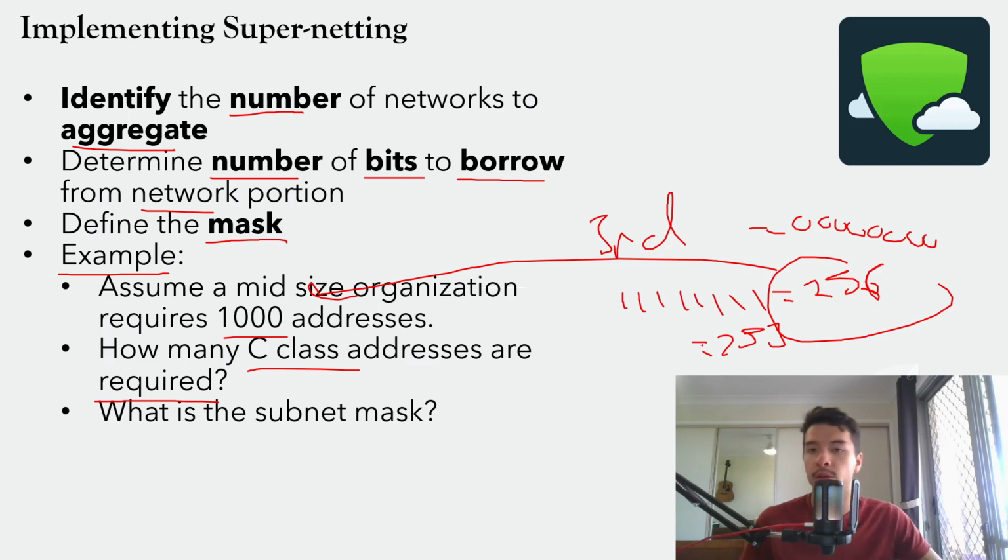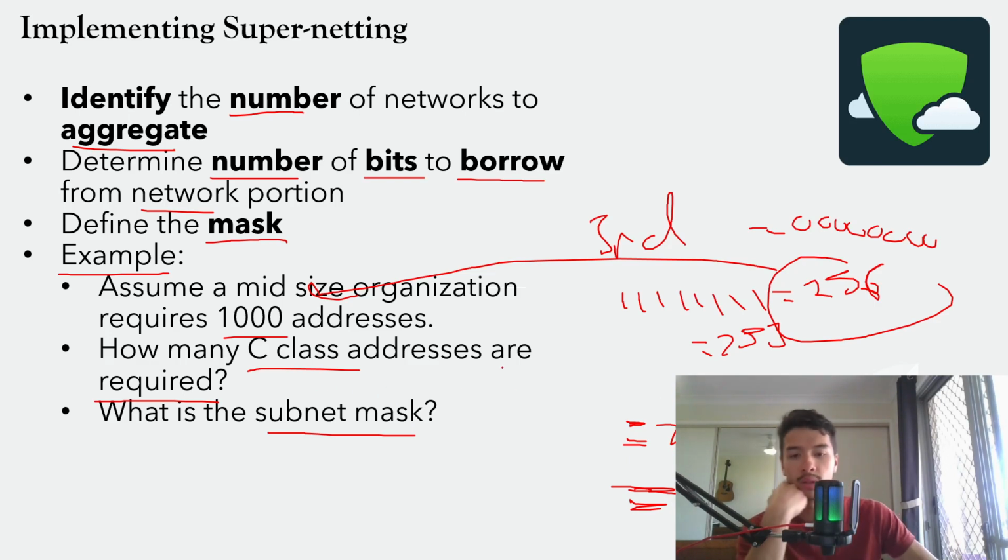So we're obviously going to have to split this up into 4 networks to equal this, because that's just not going to work. 256 times 4 is what we're going to need. We're going to need 4 Class C addresses for this network. Okay, and the subnet mask? Well, the subnet mask is going to be the aggregation of these networks. Let's see what that's going to look like.